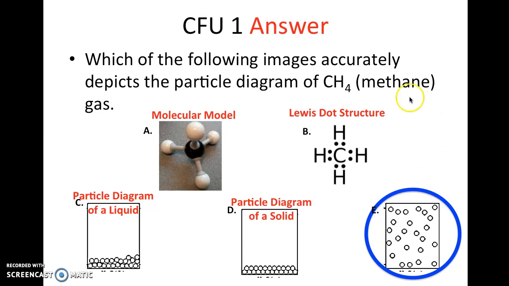Let's look at some of the other non-examples. A, as you can recall from last unit, is a model of methane. This is something that we built in class using the model kit. Here we have the Lewis dot structure, that's B. C is a particle diagram of a liquid. Notice how all of the particles are at the bottom, and they're not regularly shaped, so there's a little bit of space in between them, but they can move around and flow over one another.